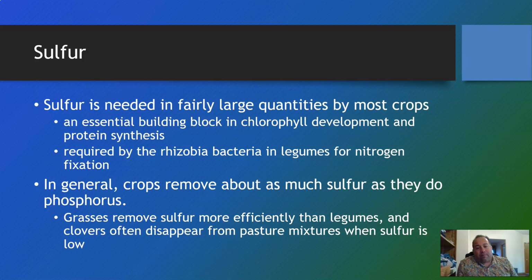Grasses remove sulfur much more efficiently than legumes, because legumes need sulfur for that nitrogen fixation. And then clover will disappear from pasture mixtures when sulfur is low. Clover does not do well without sulfur.